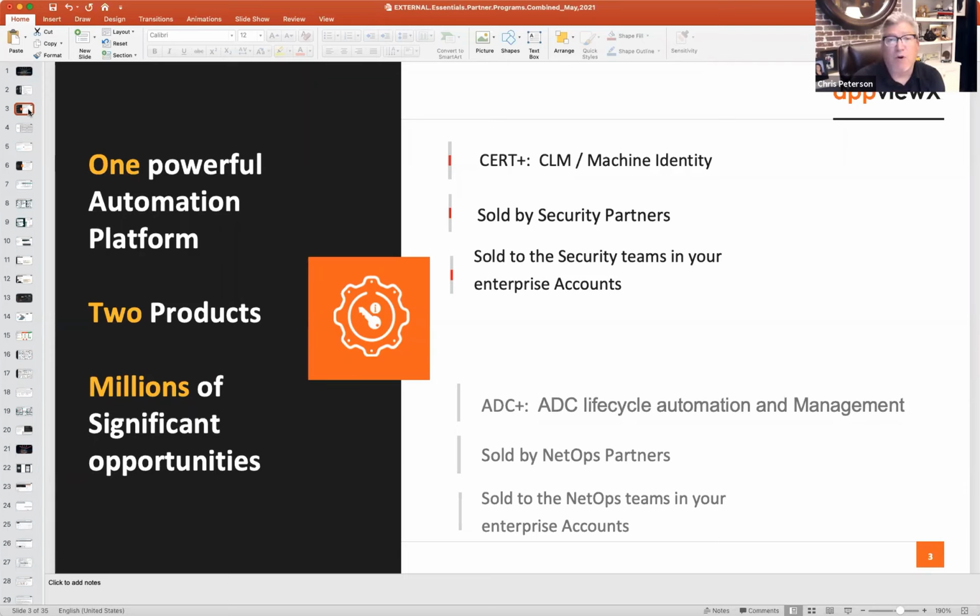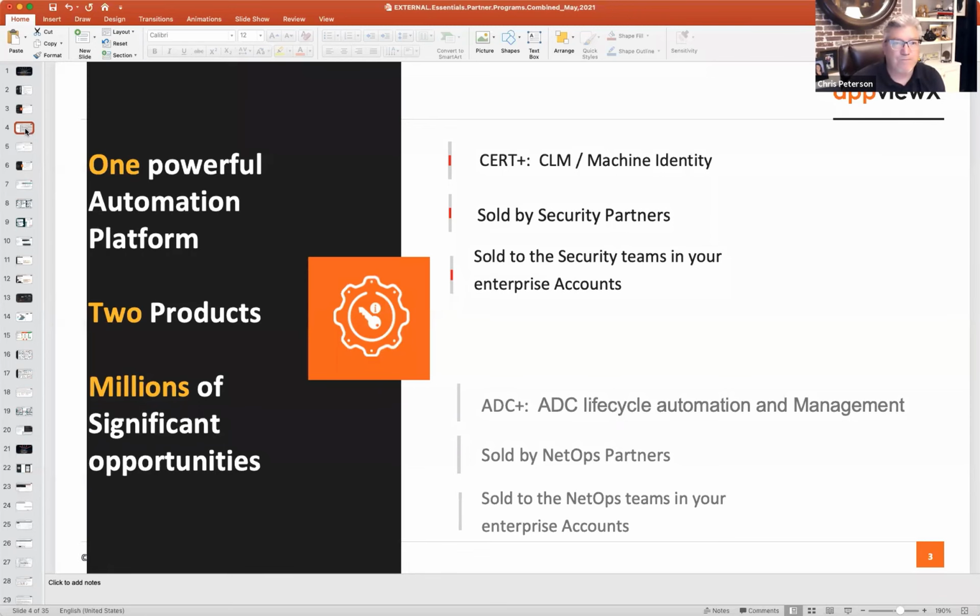We also have another product, however, called ADC Plus, and this is a lifecycle automation and management tool to manage all the load balancers in your network. Traditionally sold by those partners that have a network operations practice, and it's sold to the network operations teams at your enterprise accounts. Relative to ADC Plus, we're going to be doing a relaunch of this product in early July. So stay tuned for that. But today we're going to focus on CERT Plus and machine identity.